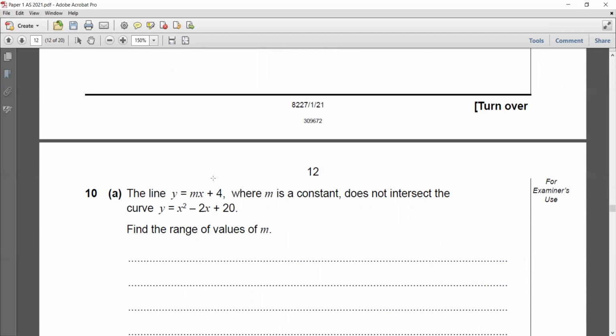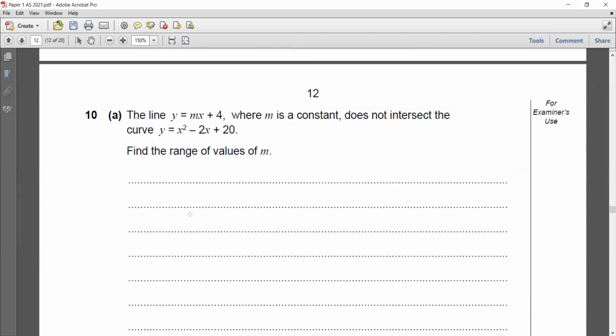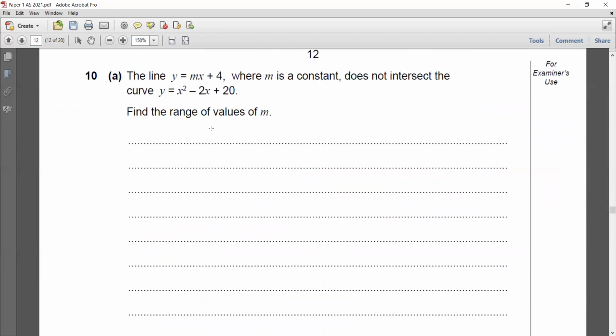All right, number 10. The line y is equal to mx plus 4, where m is constant, does not intersect the curve y is equal to x squared minus 2x plus 20. Find the range of values of m.